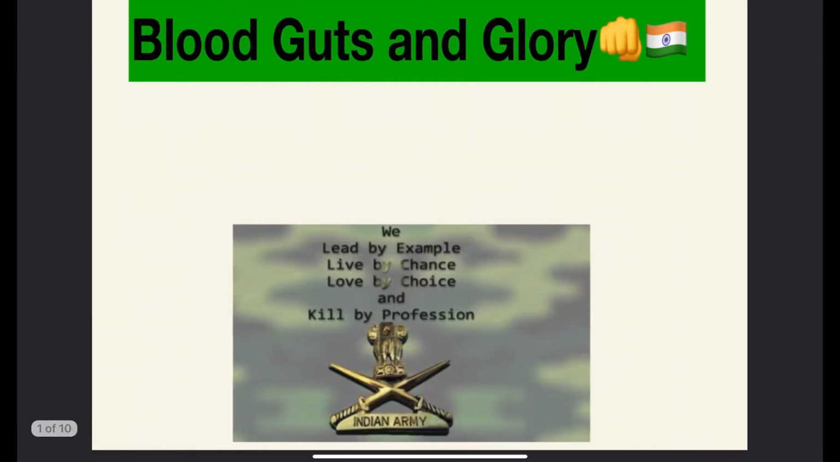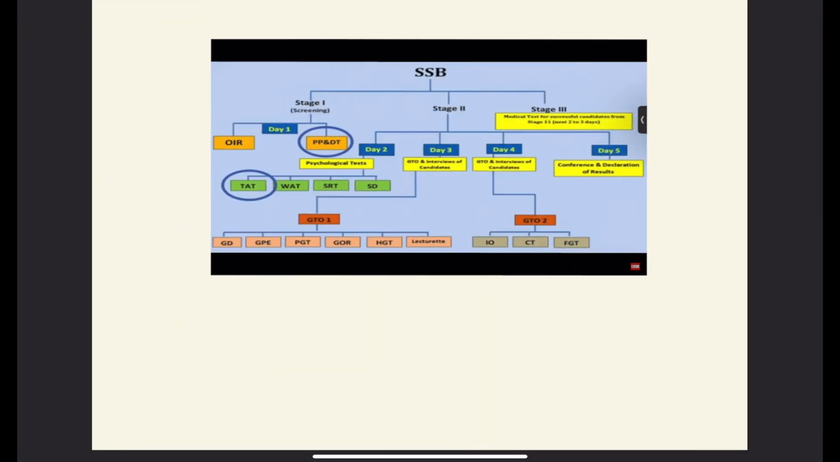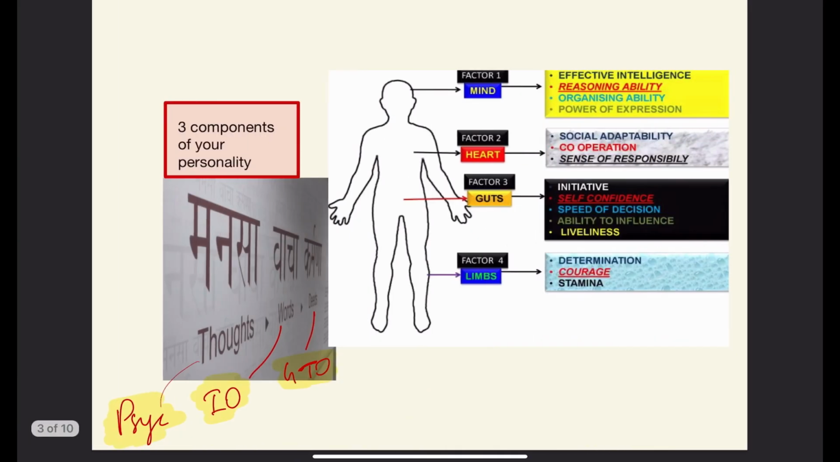So these tests, be it the psych test, the IO test, and the interviewing officer while taking the interview, they will check whether your thoughts, your words and deeds, which are basically manasa, vacha, karmana, are in consonance or not. Are they consistent with each other? Do you walk the talk? Whatever you say, do you follow that? Whatever is in your mind, your thoughts, do you say it or not?